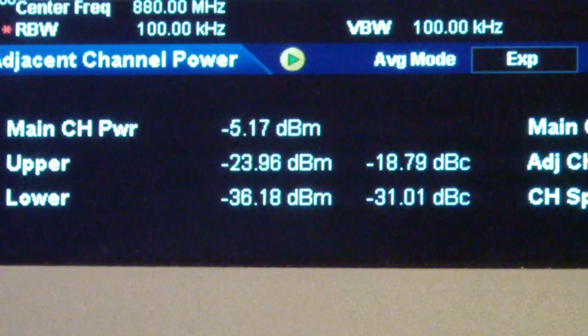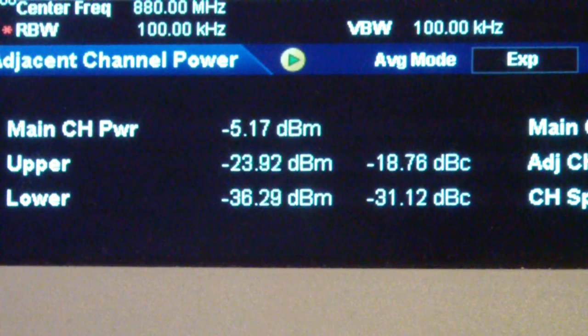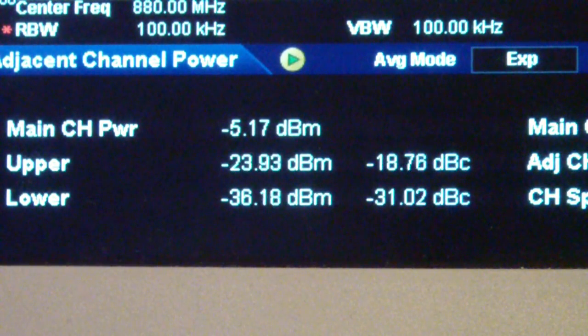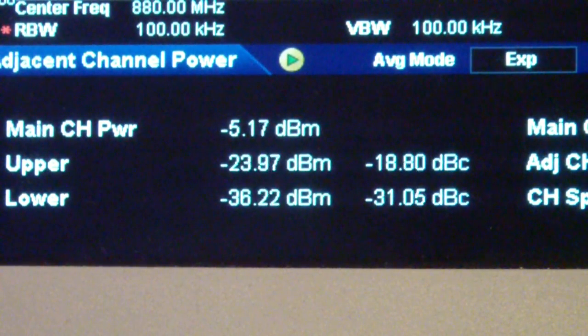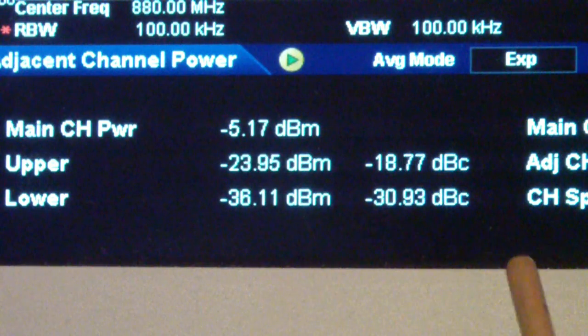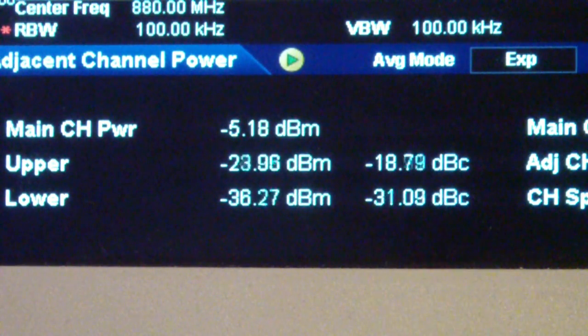So, one thing that the Rigol gives you without you having to ask for it is the dBc. That is, instead of just giving you the upper and lower, it actually gives you the dB relative to the carrier. That's what the C stands for, carrier. So not only do you have dBm, which are the measurements on the left, but you also have dBc, which is this column. So that's also an advantage.